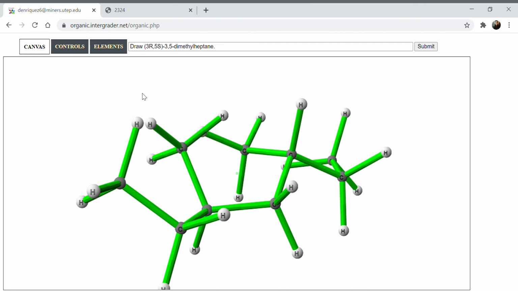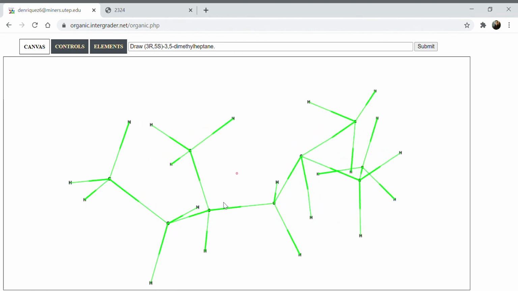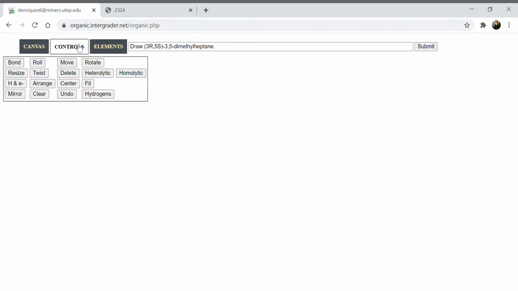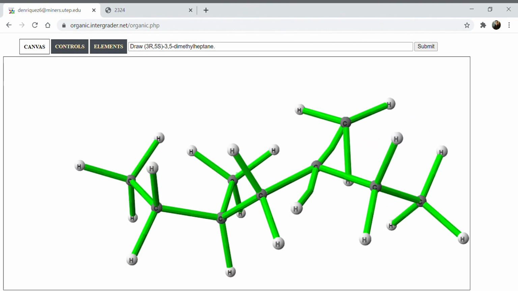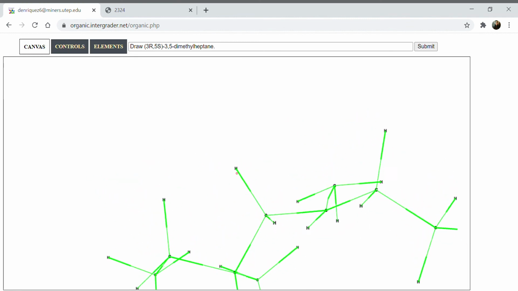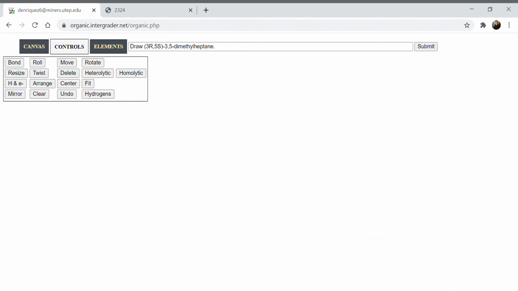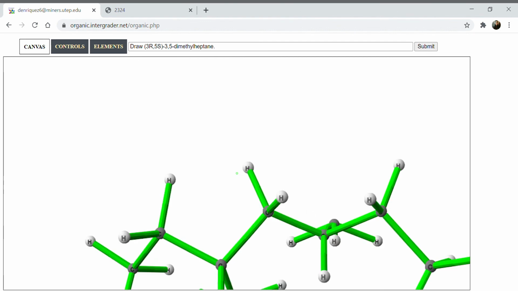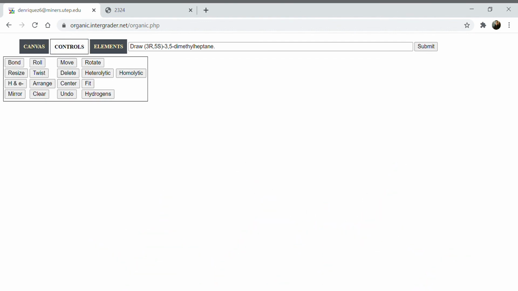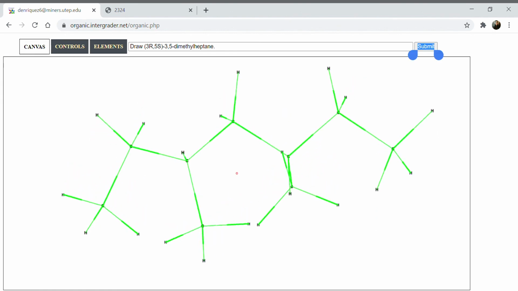We have to switch the position of the hydrogen and the methyl. This is the part that I don't like. It's really ugly. Okay. Let's hit arrange and fit, and let's see if it moved the right way. Okay, so I have that hydrogen in the front now.